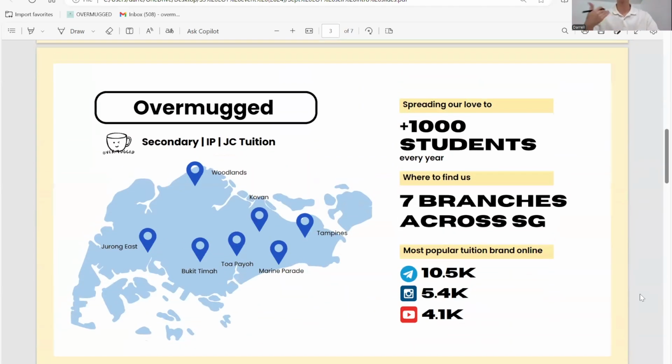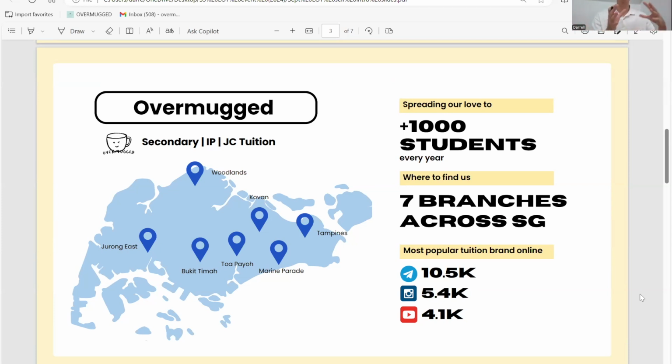Now, if this is your first time with OVERMUGGED, I'd like to introduce you very briefly to who we are. So we currently mainly focus on secondary as well as JC tuition. I think the majority of you here are Sec 3s taking your EOY exam soon. So every year we generally guide and coach about 1,000 plus students across our 7 branches. You probably heard of us either from your friend, joining our Telegram channel, on Instagram or TikTok. We are probably one of the biggest, if not the biggest, tuition brands on social media.